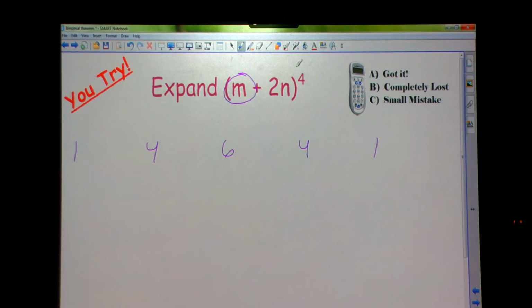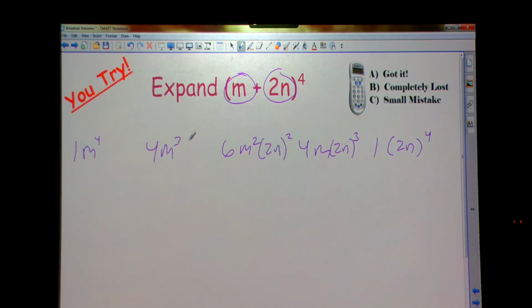Now start off with m to the 4th. So you have m to the 4th and count down. M cubed, m squared, m, nothing. Now go backwards. You want 2n to the 4th, 2n cubed, 2n squared, 2n, and nothing. Make sure there's pluses in between. Very important. I will count off if you don't have those pluses in between because it is a polynomial.